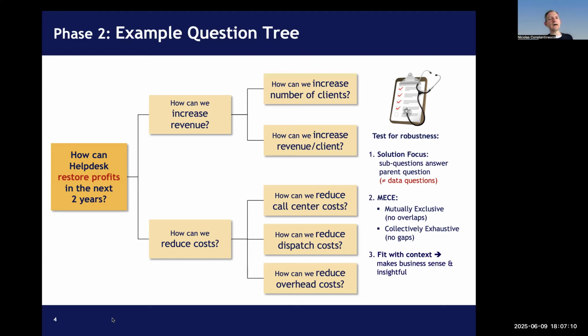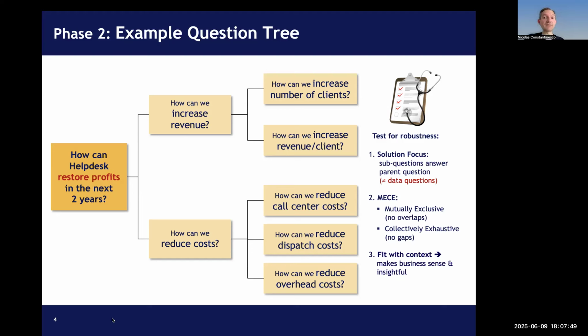Second is MECE: mutually exclusive, collectively exhaustive. There are 2 benefits from this. The mutually exclusive, no overlaps, means that we're avoiding confusion. Everything is clear. It's cut cleanly. And the collectively exhaustive, one way to think about it is that when we're answering all those questions on the right, we're covering the whole problem. Not just a part of the problem, but the whole problem. So we're being exhaustive, which is great. That's exactly what we want.